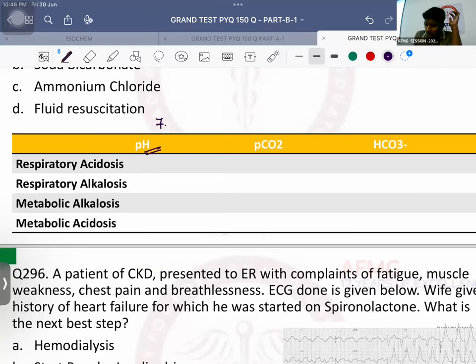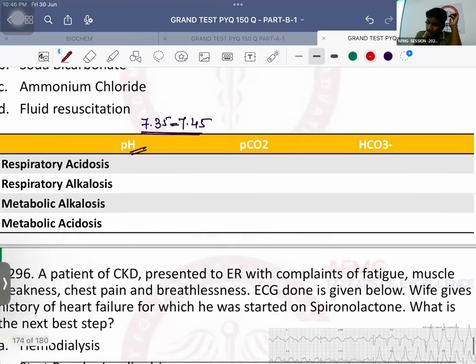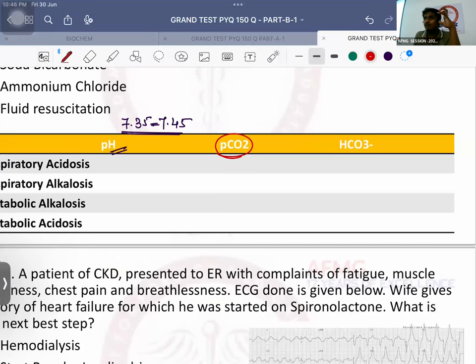The normal pH of the body is 7.35 to 7.45. Next, PCO2. If there is any problem in the PCO2, it will tell about the respiratory component. PCO2 is acidic in nature, so if PCO2 increases, there is acidosis; if PCO2 decreases, there is alkalosis.